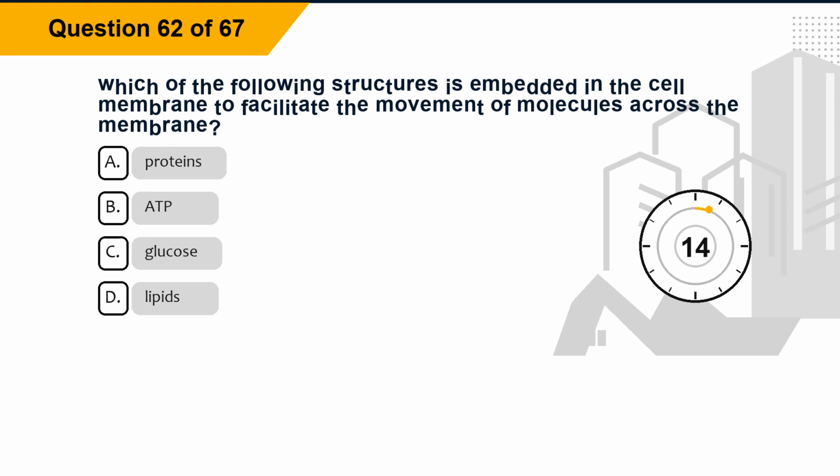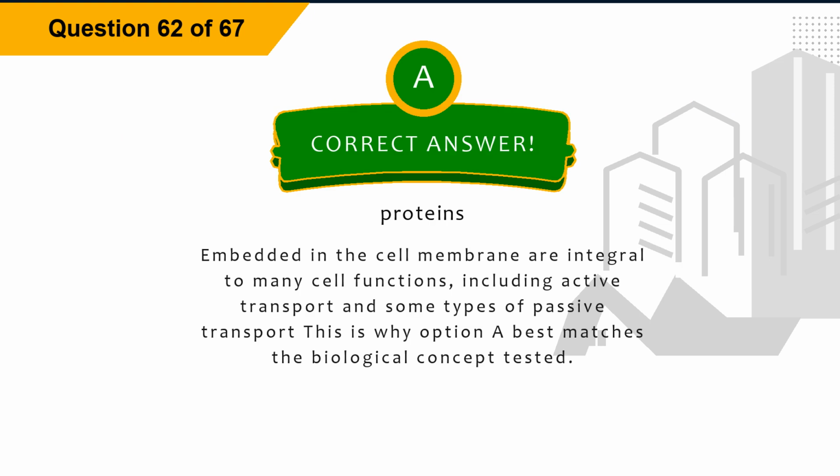Question 62. Which of the following structures is embedded in the cell membrane to facilitate the movement of molecules across the membrane? Option A. Proteins. Option B. ATP. Option C. Glucose. Option D. Lipids. The correct answer is option A. Proteins. Explanation. Proteins embedded in the cell membrane are integral to many cell functions, including active transport and some types of passive transport. This is why option A best matches the biological concept tested.